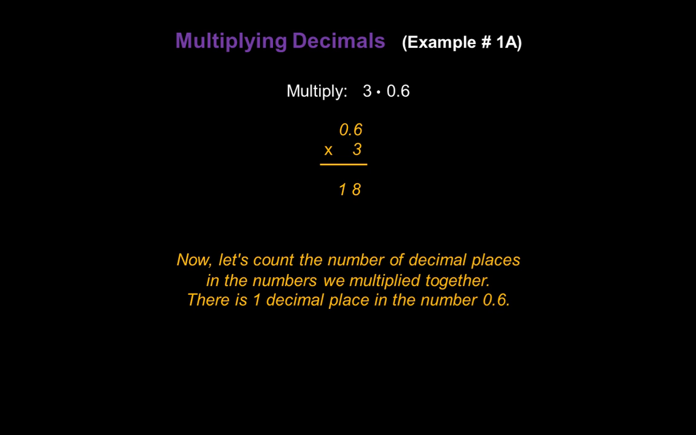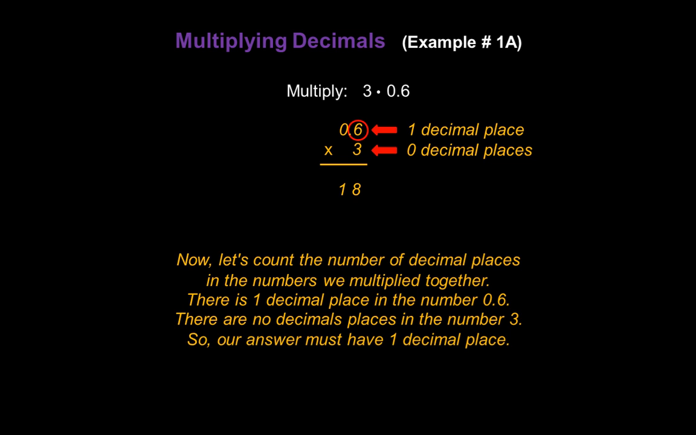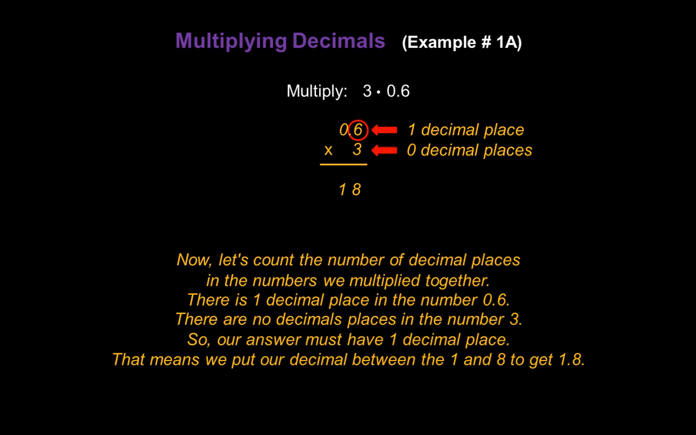There is one decimal place in the number 0.6. There are no decimal places in the number 3. So that means our answer must have one decimal place. We're going to put our decimal point between the 1 and the 8, and our answer becomes 1.8.